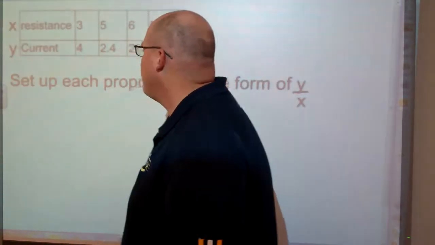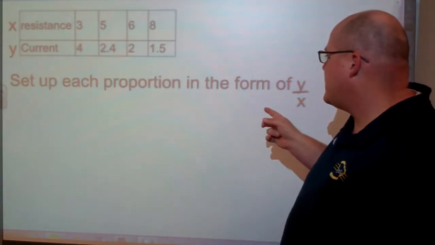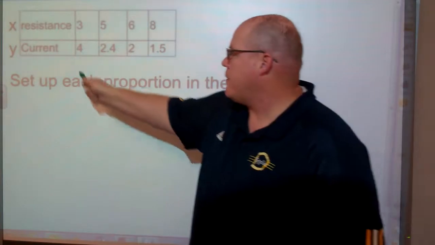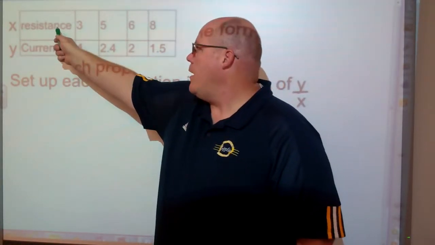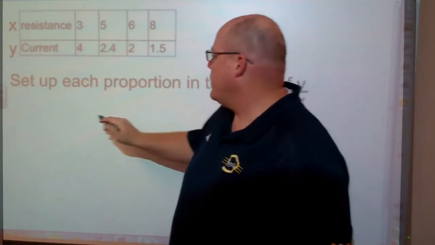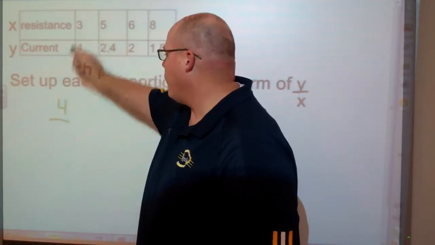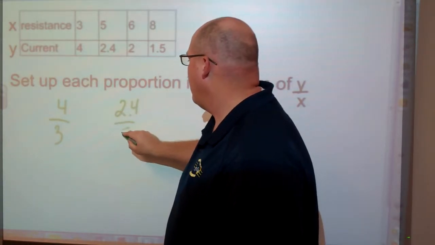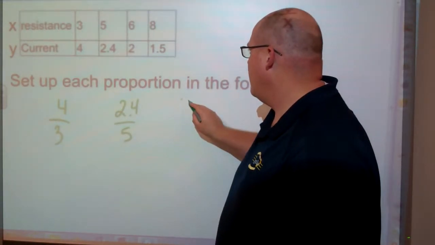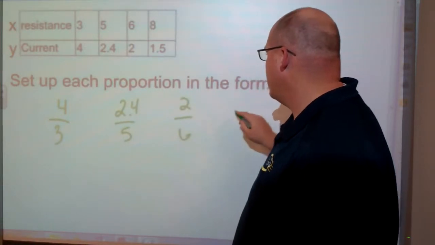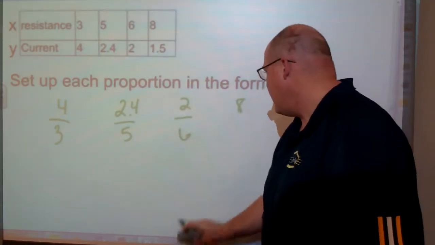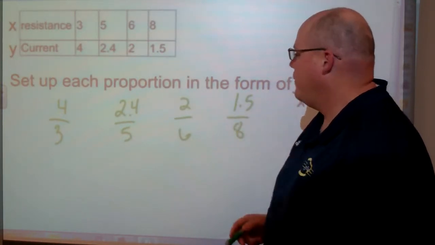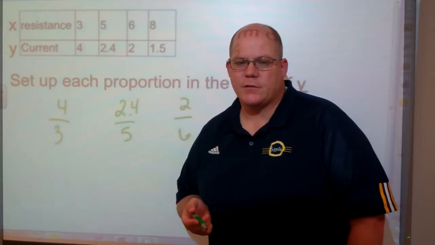Let's practice. The first thing we need to do is set up each proportion in the form of y over x. So this is my data table. You can see here that the current is my y value and the resistance is my x. So I'm going to set up each proportion: 4 over 3, 2.4 over 5, 2 over 6, and 1.5 over 8.